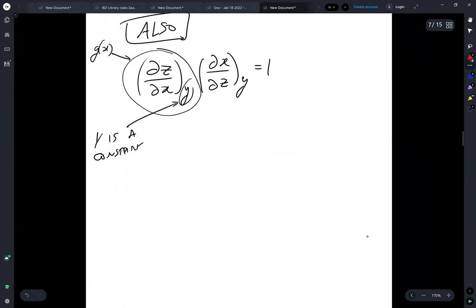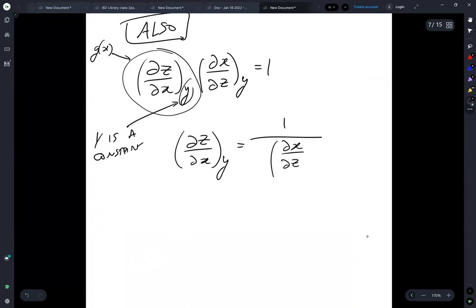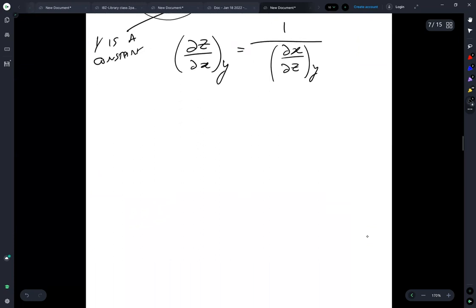Okay, and because we can write this, we can also write dz by dx at constant y is equal to 1 over dx by dz at constant y.